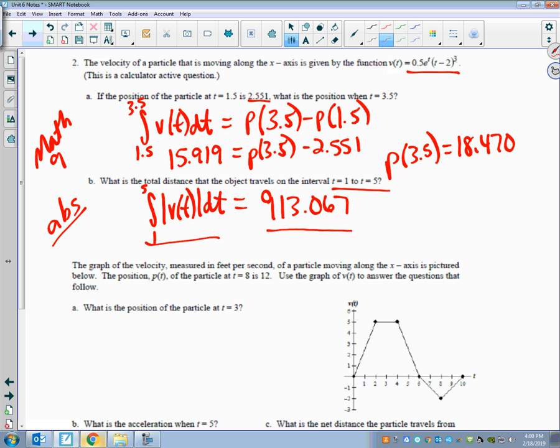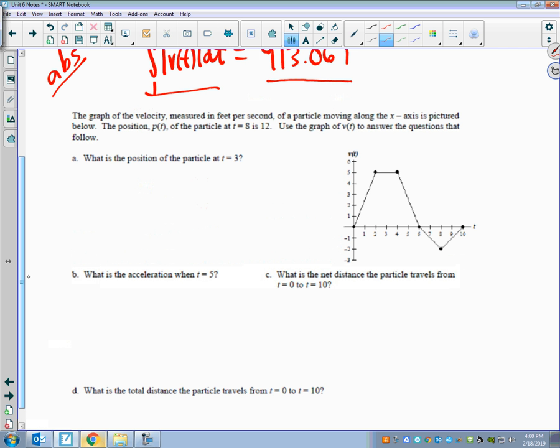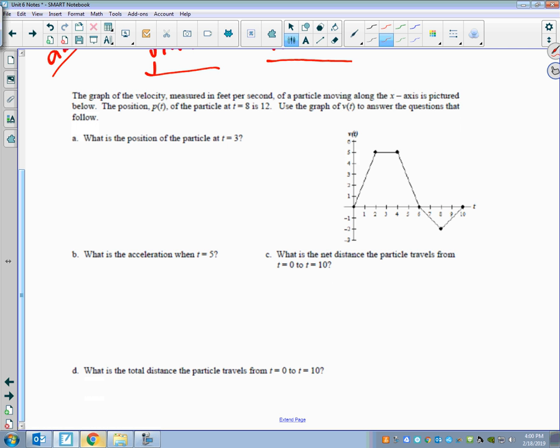And the last thing here, it says the graph of the velocity measured in feet per second of a particle moving along the x-axis is pictured below. The position of the particle at time equals 8 is 12. Use the graph to answer the questions that follow. What is the position of the particle at time equals 3? So I'm going to do the integral from 3 to 8 of the velocity function. And I know that's going to equal the position at 8 minus the position at 3.